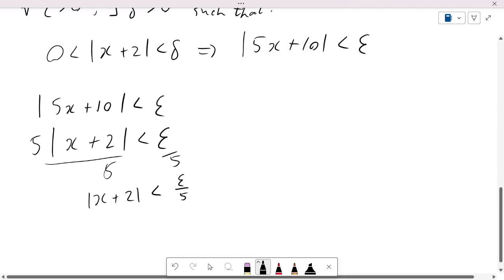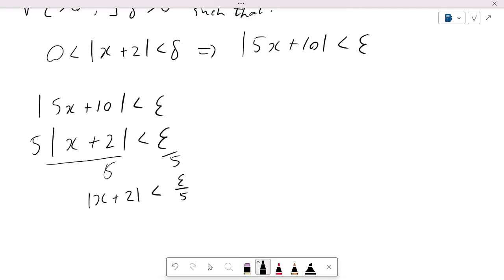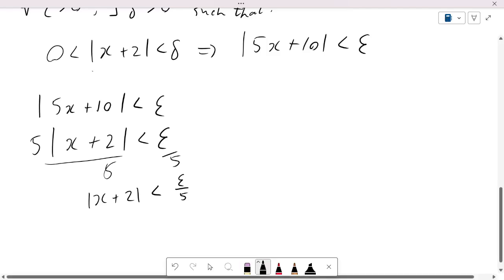And now what we can see over here is that we have x plus 2. And where else do we have x plus 2? We have x plus 2 over here, and we know that the absolute value of x plus 2 is going to be less than our delta. And that is what we know. So therefore, because of that, we can now choose our delta to be epsilon over 5.